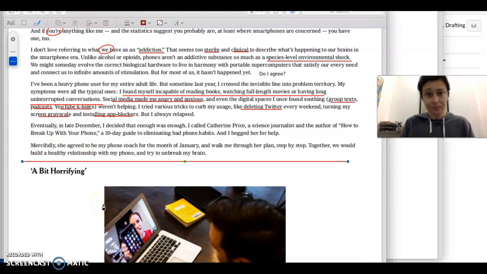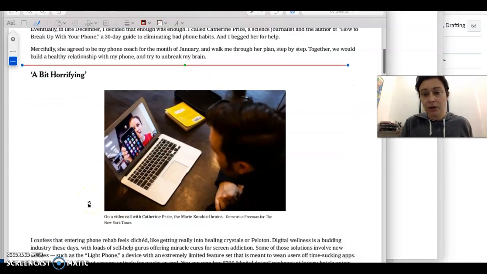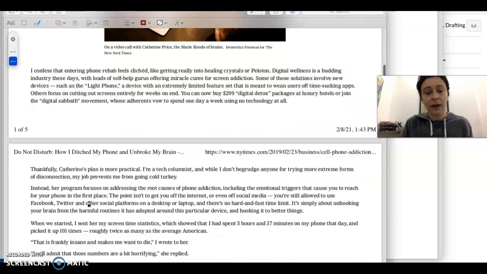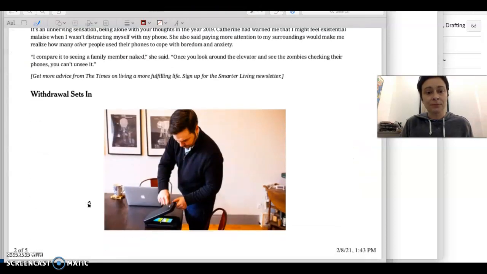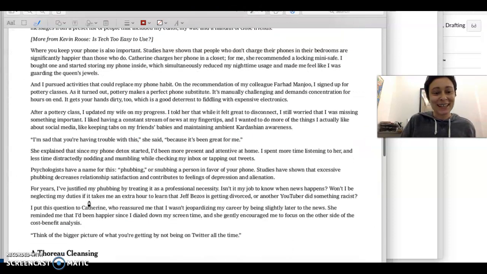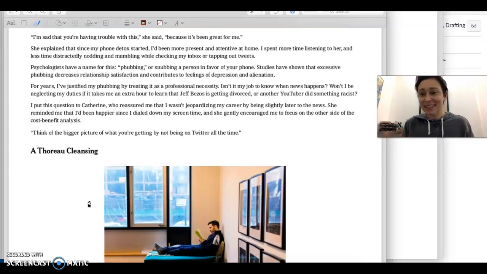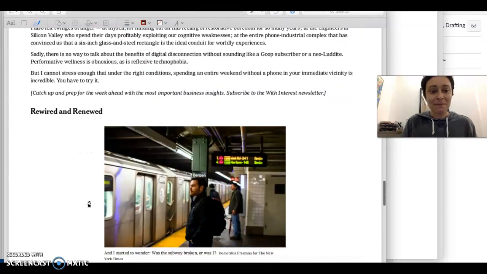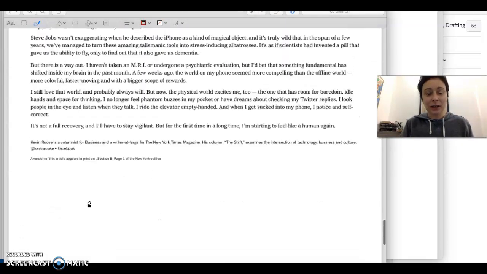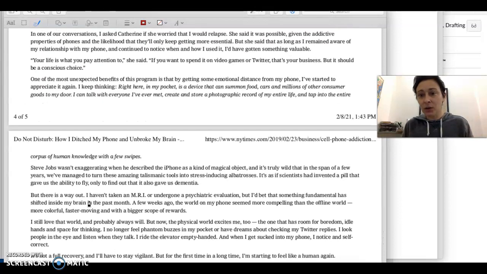And then if you remember from reading this, he divides his essay or article into sections, right? A bit horrifying is this one. Then withdrawal sets in, a thorough cleansing, and I asked you about that in the quiz. Rewired and renewed is the final section. So I'm not going to go through all of these because you don't need to watch a 15-minute video of me reading something.